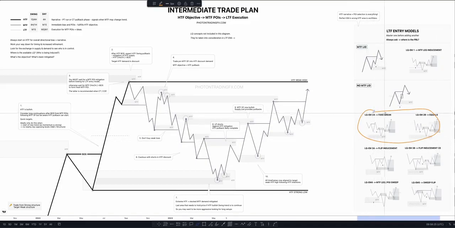If you're not sure where to start, even just this one, literally just a fake break, master one setup, and then add in another one. Okay, so that's what I've set up here. Master one before adding the other, and then you can go from there.